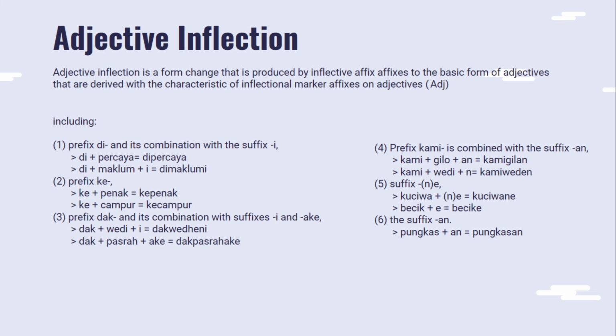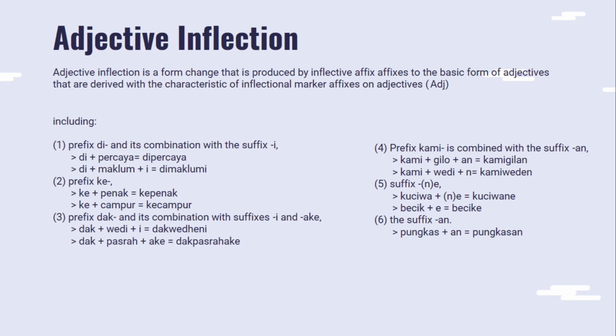Adjective inflection is a form change that is produced by inflective affix to the basic form of adjectives that are derived with the characteristic of inflectional marker affixes on adjective. Jadi, infleksi adjektival adalah perubahan bentuk yang dihasilkan dengan afiks-afiks inflektif terhadap bentuk dasar adjektiva yang diturunkan dengan ciri afiks penanda inflektif pada kata sifat.